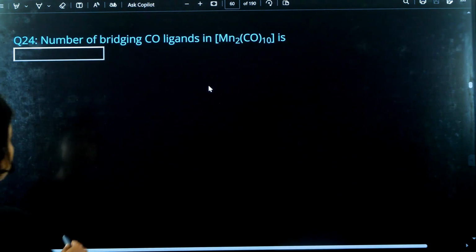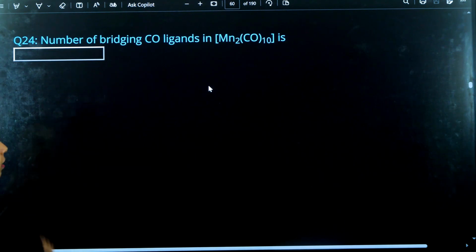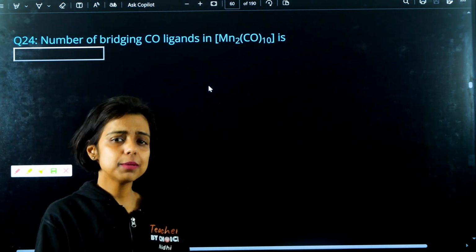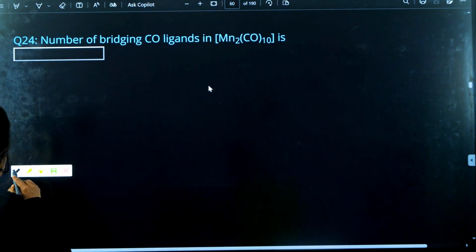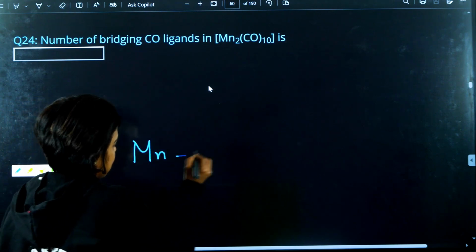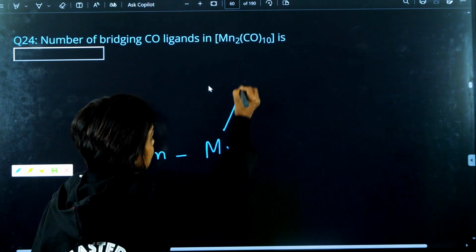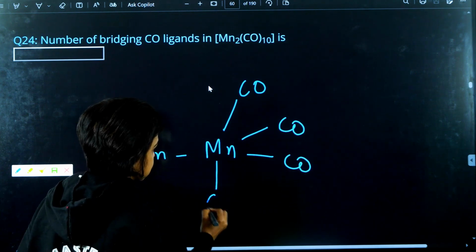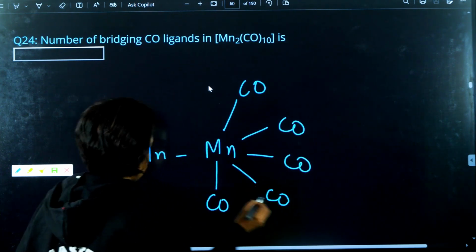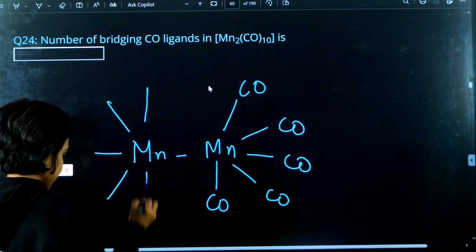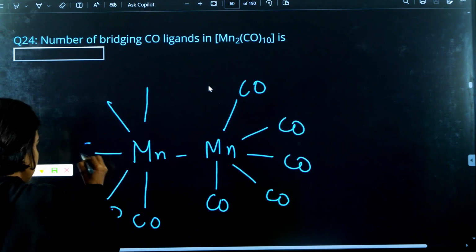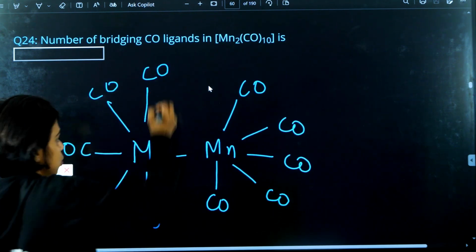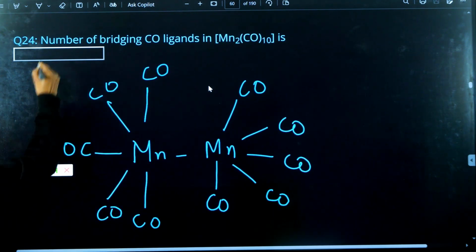Okay, the number of bridging CO ligands in this. Bridging CO ligand, and this is an important molecule, guys. Let me see, there is no bridging, all the CO are terminal. No bridging carbonyl. There is an Mn-Mn bond, no bridging carbonyl. Right? So the answer will be 0.